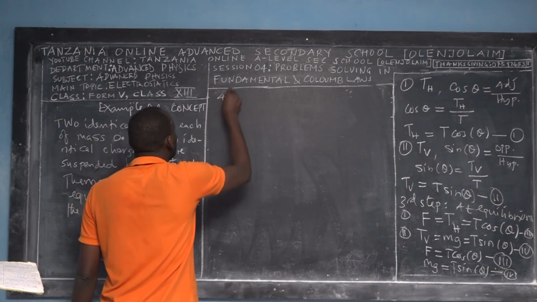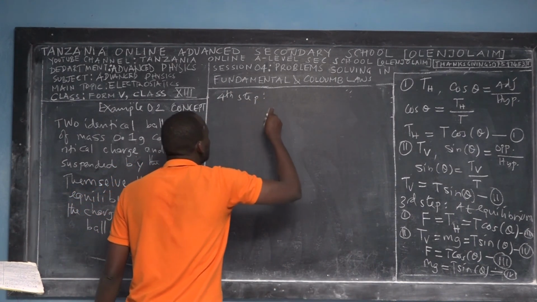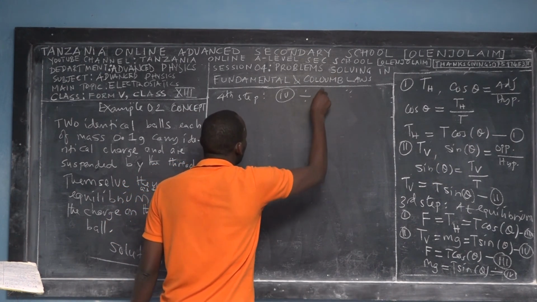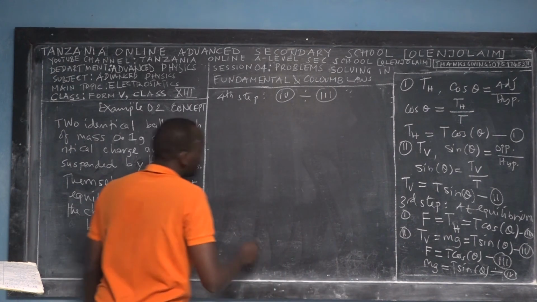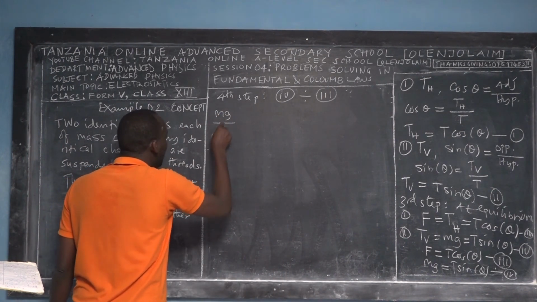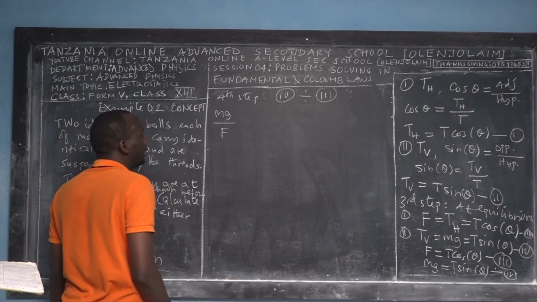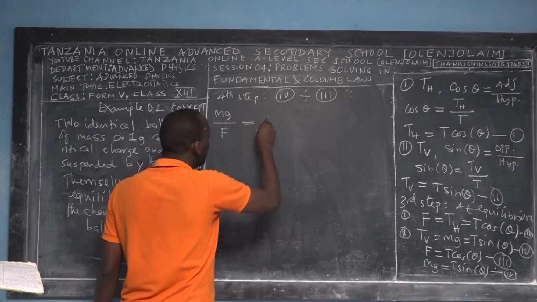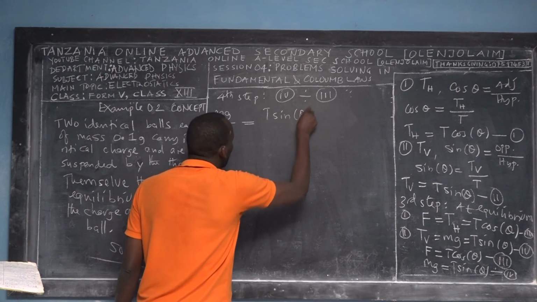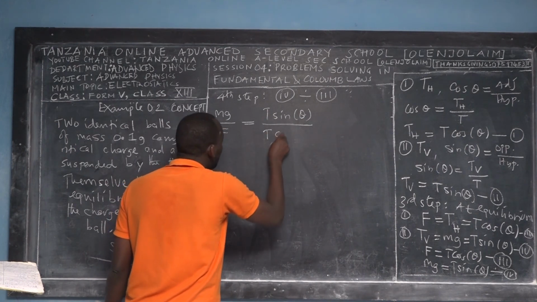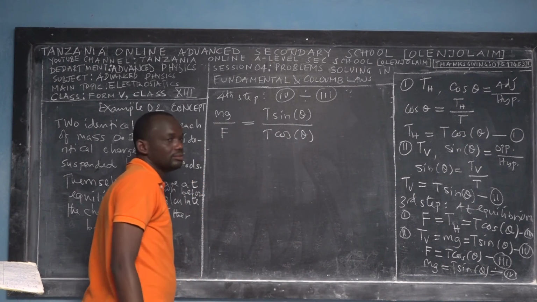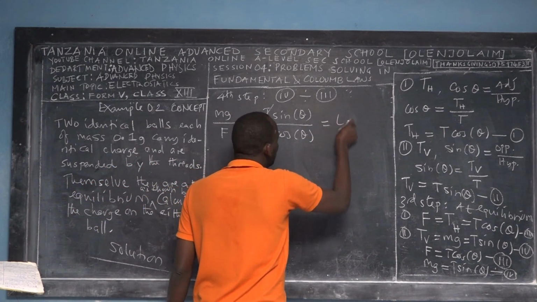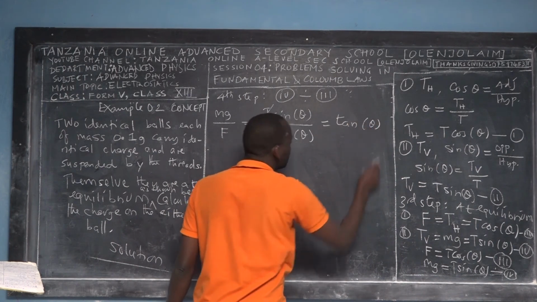So we go for the forces tape, right? We have to take equation 4 and divide with equation 3. Equation 4, the left hand side is mg, and equation 3, the left hand side is force. Then this is equal to mg over tension times sine of angle theta divided by tension times cosine of angle theta. Right? Tension and tension cancel. Good. Sine over cosine is equal to the tangent of angle theta.